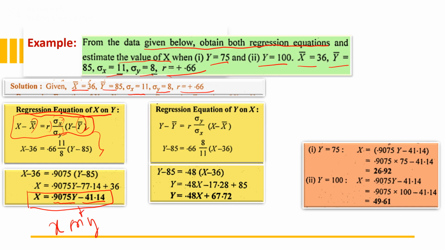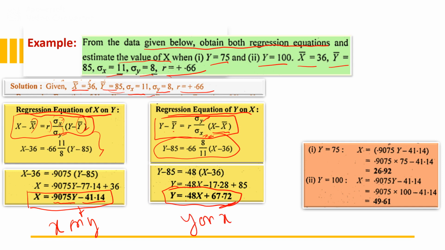In a similar manner, we can find the regression equation of y on x. So we know the formula: y minus y bar equals r sigma y upon sigma x, times x minus x bar. On substituting the values of x bar, y bar, sigma and the correlation coefficient, and simplifying, we get the equation y = 0.48x + 67.72. So this is the equation of y on x.